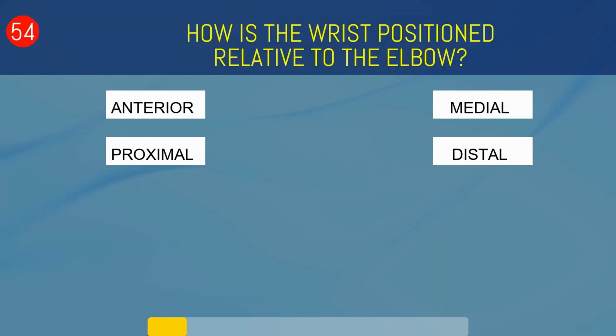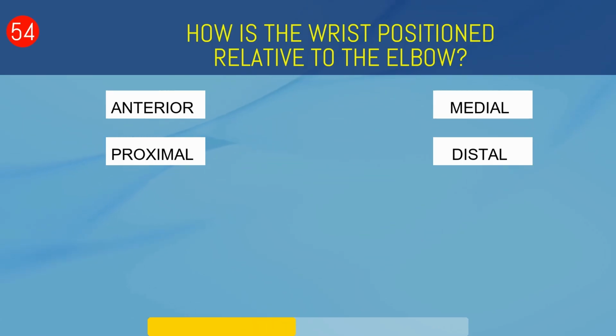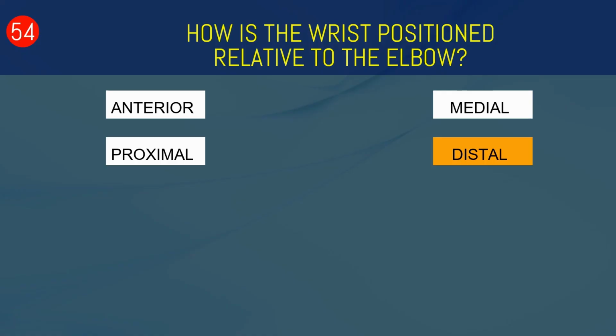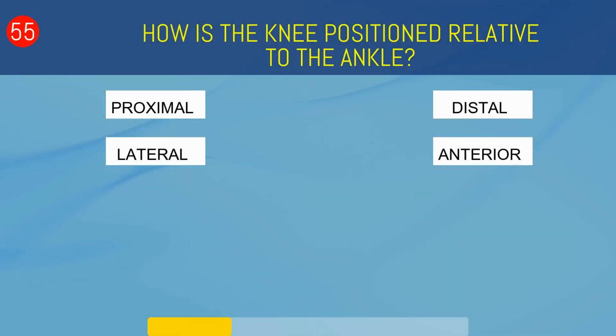Proximal. How is the wrist positioned relative to the elbow? Anterior, proximal, medial, or distal? Distal. How is the knee positioned relative to the ankle? Proximal, lateral, distal, or anterior?